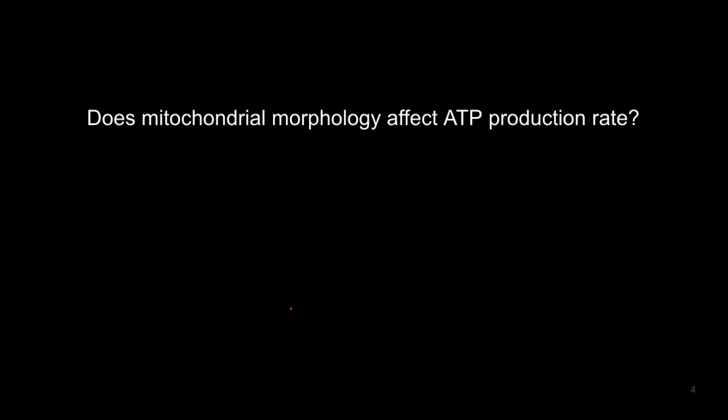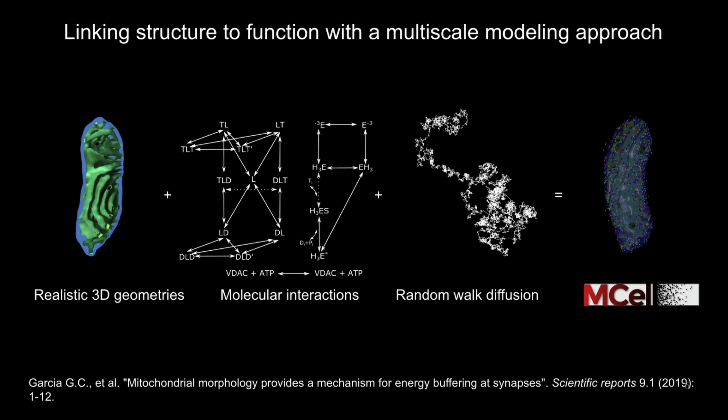The question we wanted to address in my project was whether mitochondrial morphology somehow affects ATP production. To do that, we gathered a team of interdisciplinary researchers and developed a multi-scale model that has different components. The most important, I think, is that we generated 3D geometries from serial electron tomography. This is just one of the examples; in particular, for this publication, we only had one.